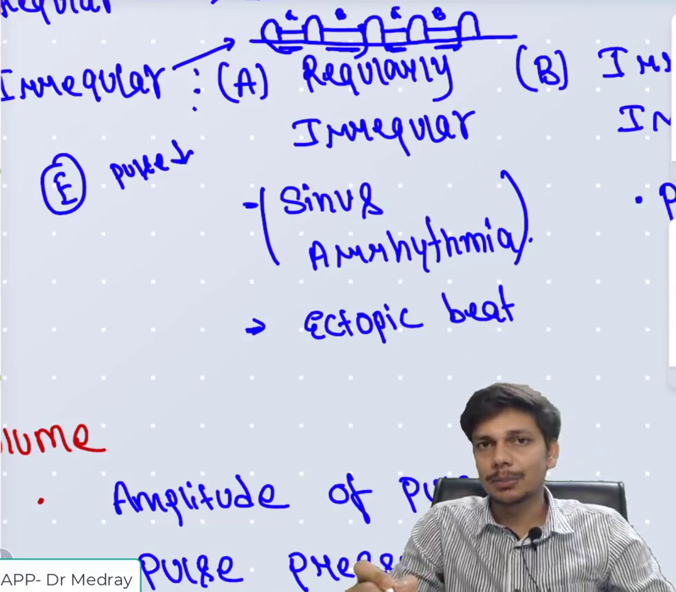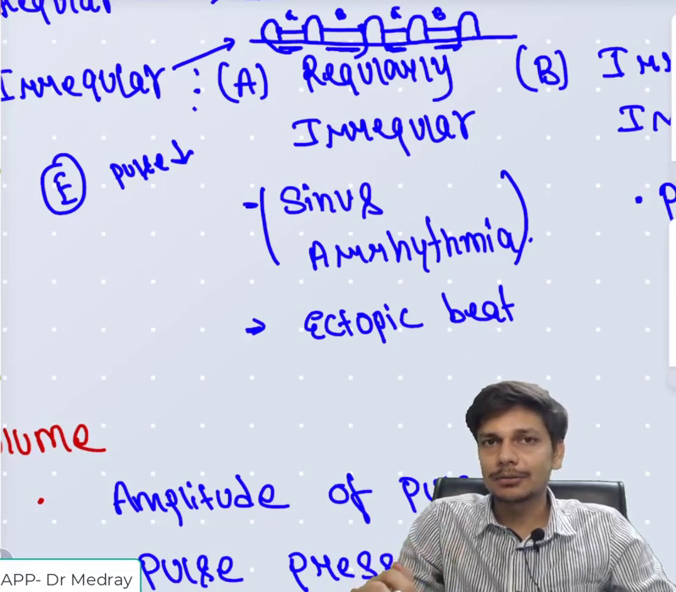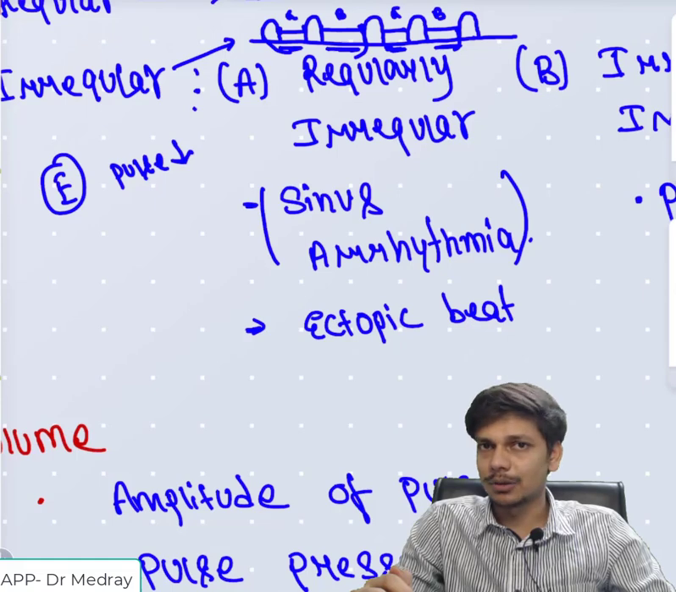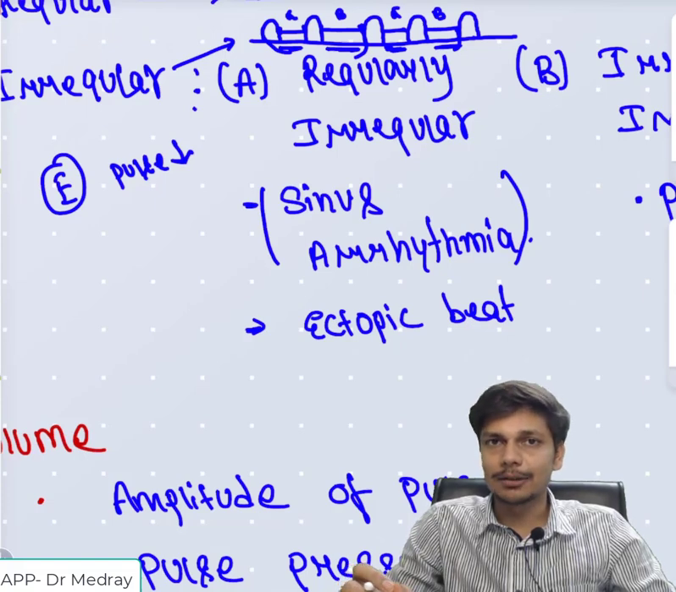During expiration, the pulse decreases. Why does the pulse decrease during expiration? Because during expiration, the blood coming to the left side of the heart is more. So if more blood is coming to the left side of the heart during expiration, there will be more stroke volume, and more stroke volume will activate the baroreceptors.